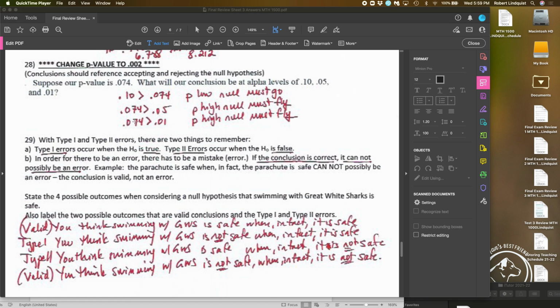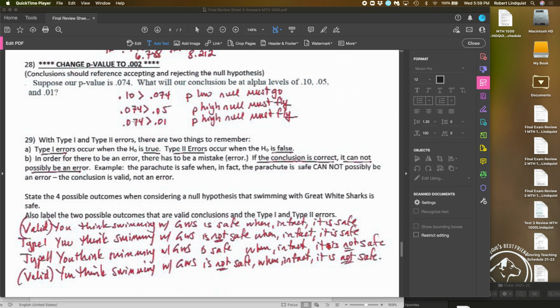Now, the first one, assuming that it's true that it is safe, you think swimming with great white sharks is safe when it is safe. That's valid reasoning if they tell you, yes, it is safe. Maybe they have their jaws wired shut. And then the last one, they unwire the jaws. You think swimming with great white sharks is not safe when it is not safe. Those are both valid thinking. That's good thinking. There's nothing wrong with it. However, the two in the middle are good examples of stinking thinking.